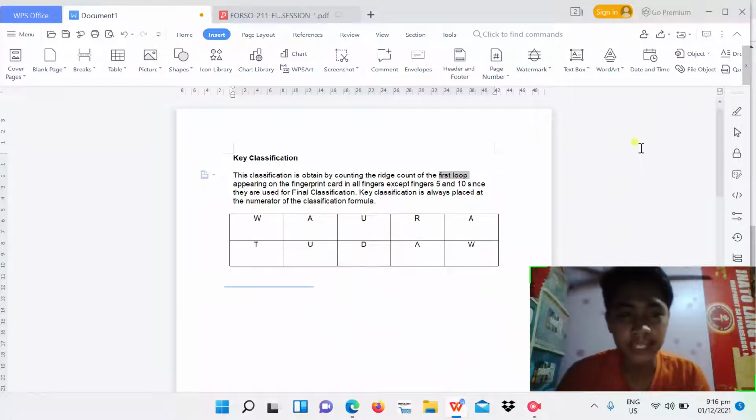Good day guys, today I'm going to teach you how to get the K classification of fingerprinting.